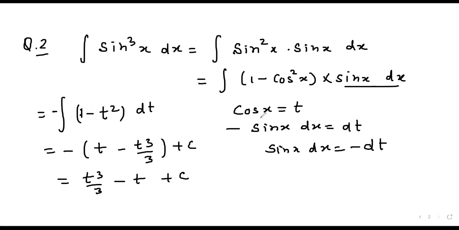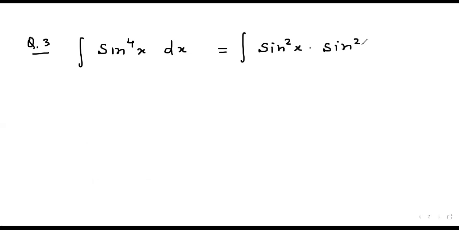We can put t equal to cos x. So we will get cos cube x divided by 3 minus cos x plus c. Let's see our next question: integration sine power 4x dx. So we can write it as sine square x into sine square x dx.